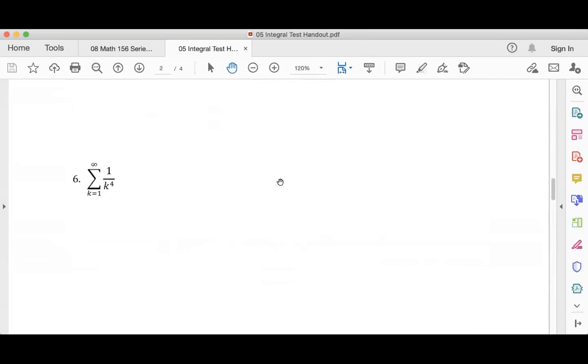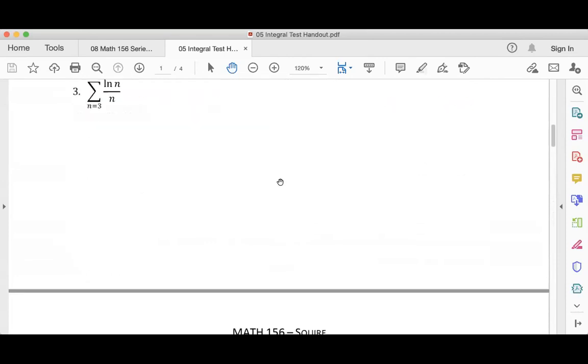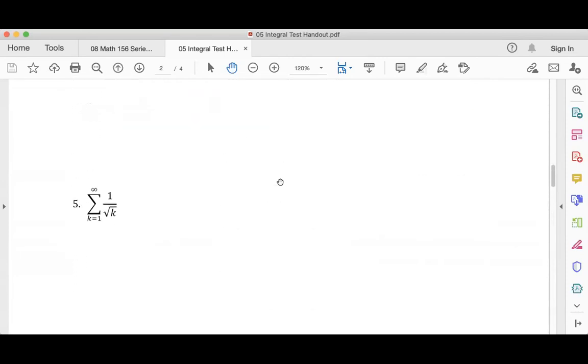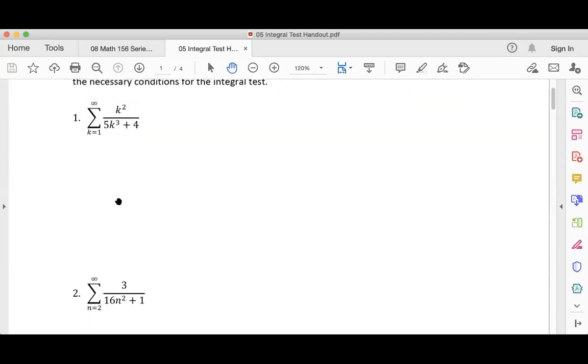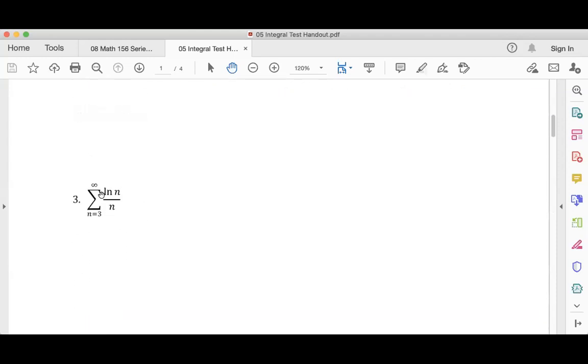If you want to practice using the integral test, there are 6 problems here. I'm not going to collect them. Most of the time we can get around using the integral test. Like for number 1, we should be using a comparison test unless we're told not to. Number 2, we should be using a comparison test. Number 3 is probably one where you actually need to use an integral test.